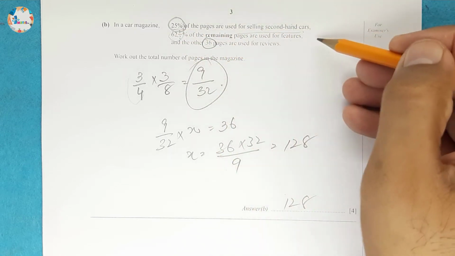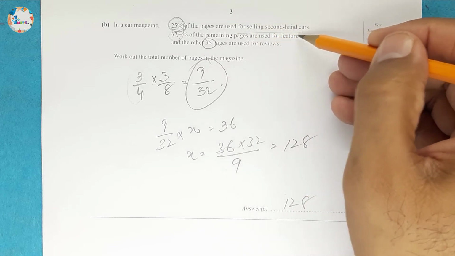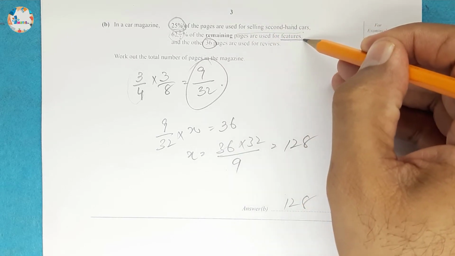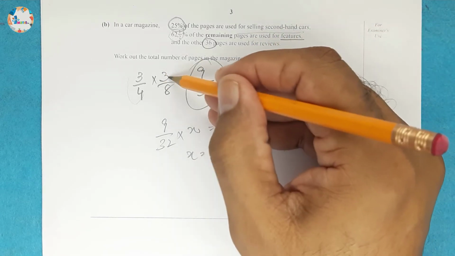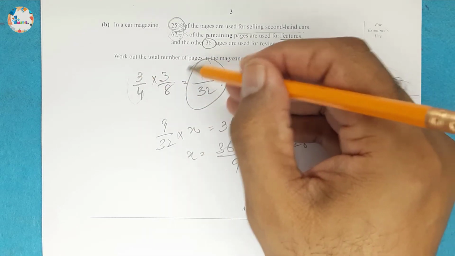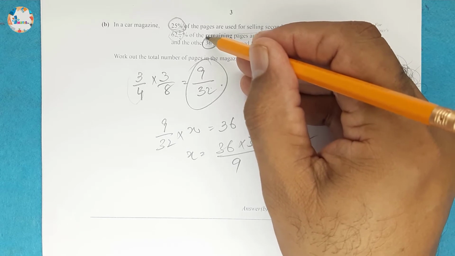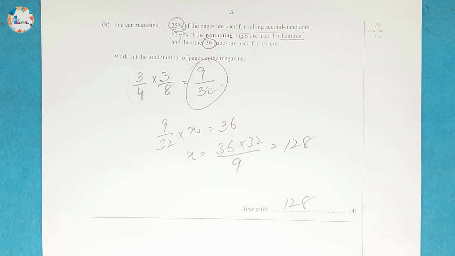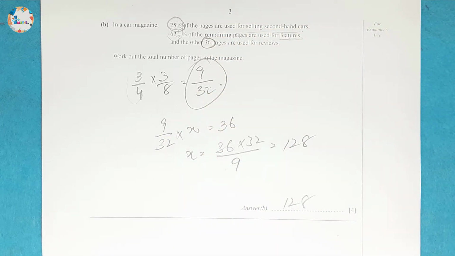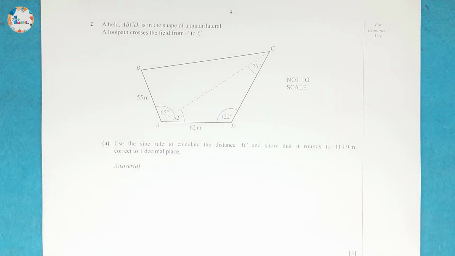So 5 by 8 of the remaining pages are used for features. Those are also used. So unused will be 3 by 8. So total remaining is 9 by 32, and they are saying that the remaining is 36. So we can reach the answer by this process.